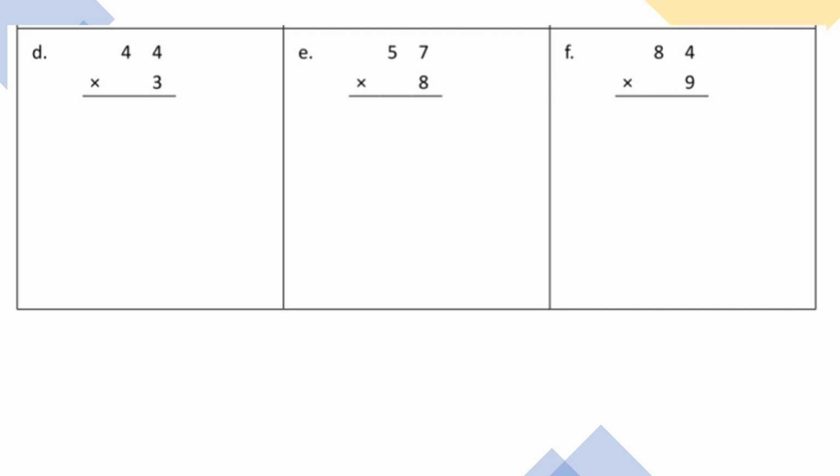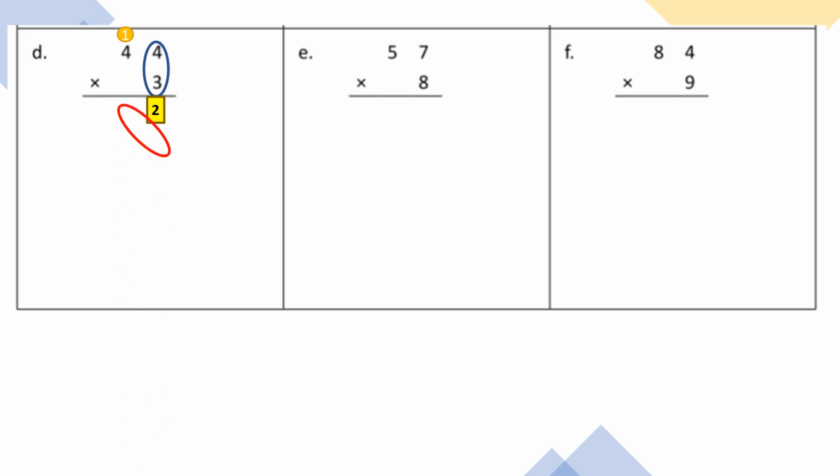Okay, let's go ahead and work out D, E, and F. We're still using the standard algorithm. We're going to go ahead and start with D. 3 times 4 is 12. So we write our 2 in the ones place, and we carry our 1 over the tens place.